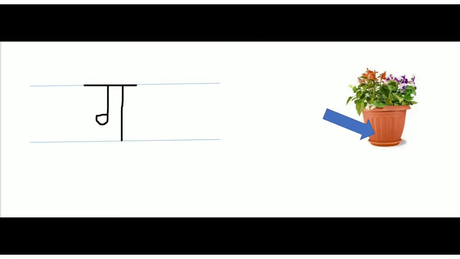The next letter is the letter Gh. There's a difference between these two letters. It is G and Gh. In this, we are going to write a reverse 3 like this, and a standing line and a sleeping line on the top. This is the letter Gh. Gh say Ghar. Ghar means house.